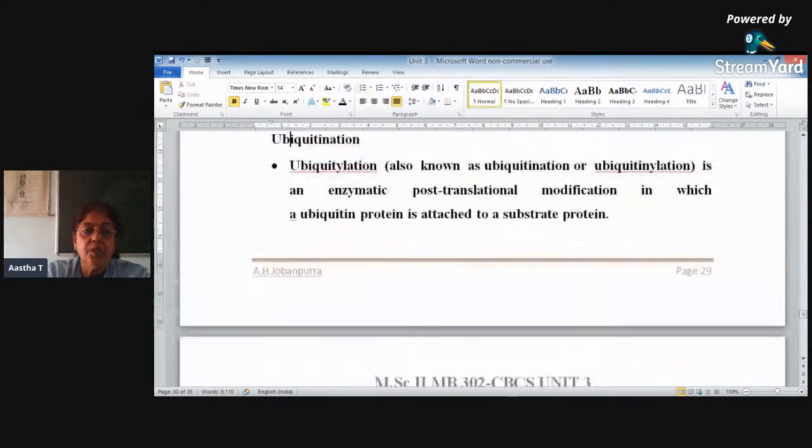Next type is ubiquitination. So ubiquitination, or ubiquitylation as it is also called. It's one and the same.